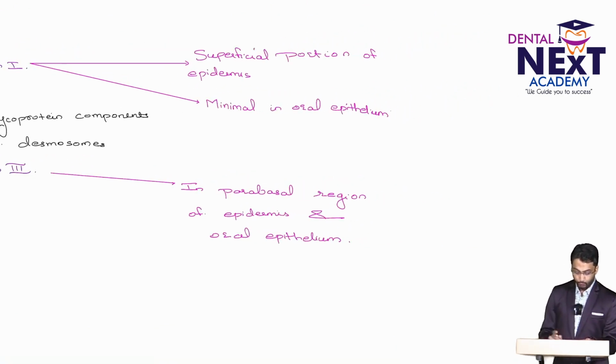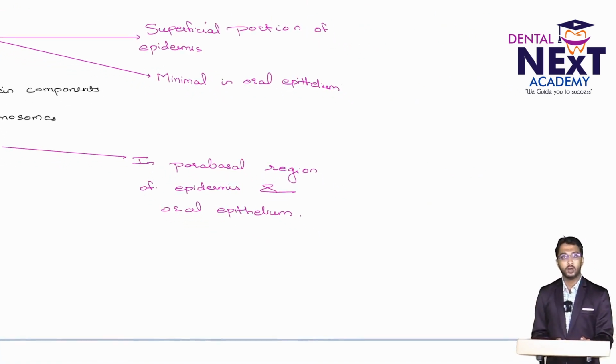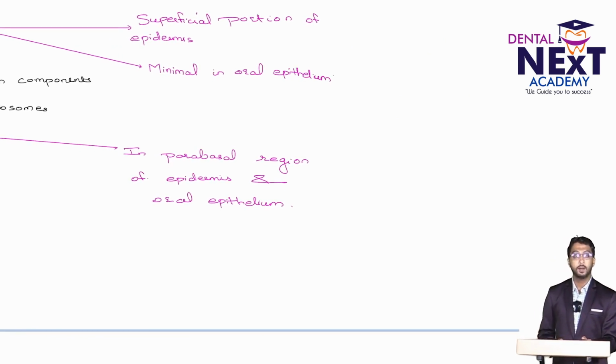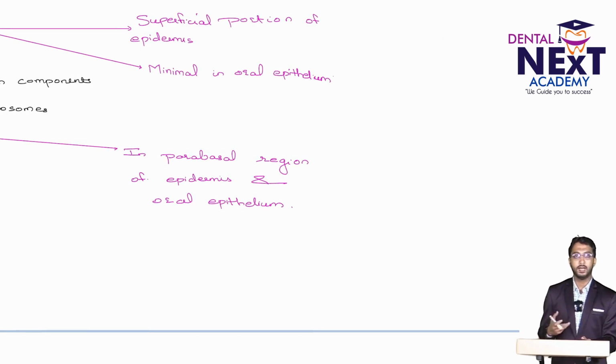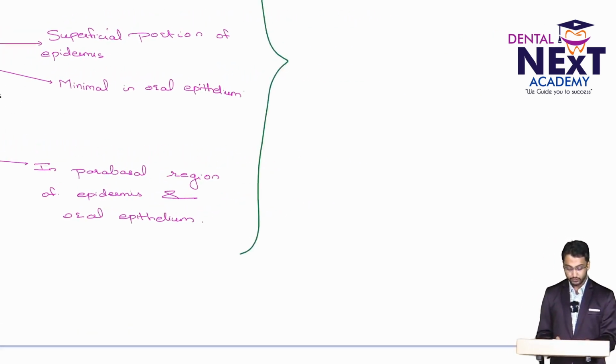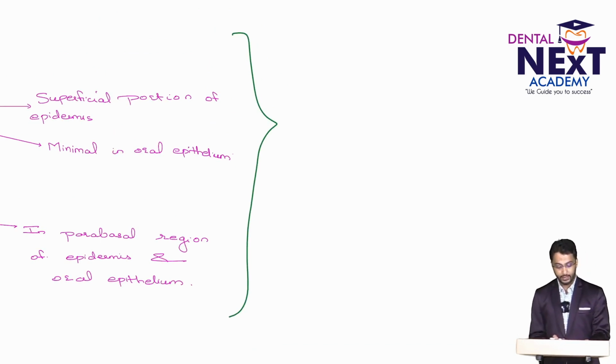Okay, and superficial part 1 is seen, deep part 3 is seen more commonly. Okay, these are the antibodies against the keratinocytes. What of keratinocytes? The desmosomes. What exactly of the desmosomes? Desmoglein 1 and 3. So this can be used for diagnostic purposes.